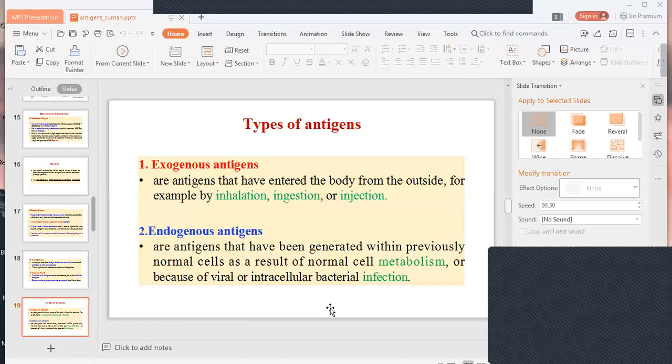Next one is endogenous antigen, meaning these particular antigens are generated within previously normal cells as a result of normal cell metabolism, or because of virus or intracellular bacterial infection. The origin is self, meaning within the same host they are originating, not coming from outside.